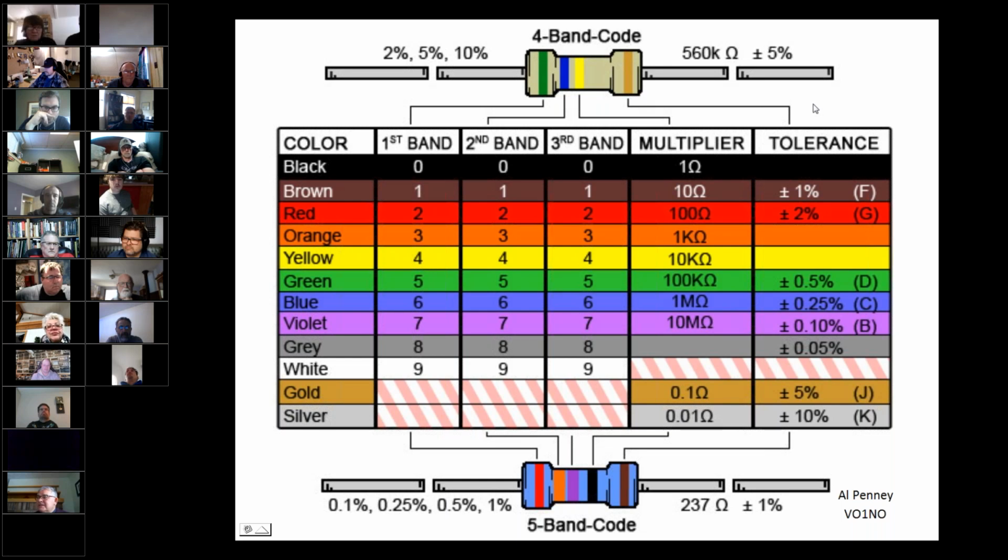In this case, it's tan, and we go down and where do we find that? Yep, that color right here, it's our tan gold, plus or minus 5%. So this is a 560,000 ohm resistor, plus or minus 5%.